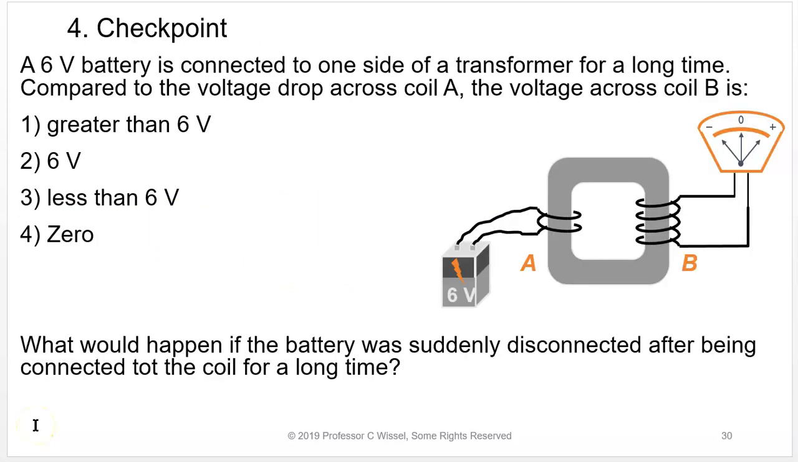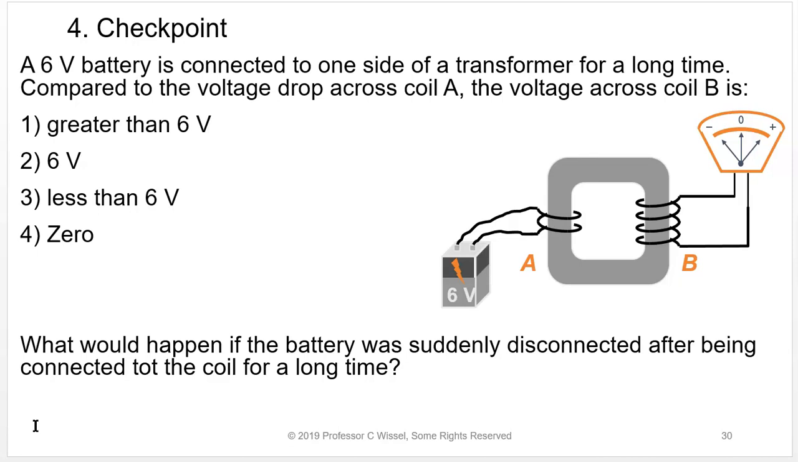Now, a 6-volt battery is connected to one side of the transformer for a long time. Compared to the voltage drop across coil A, the voltage across coil B is... well, the key to this is that it's a battery, which is DC, connected to one side of the transformer for a long time. You have to have a varying voltage in the input coil to get anything out of the output coil.